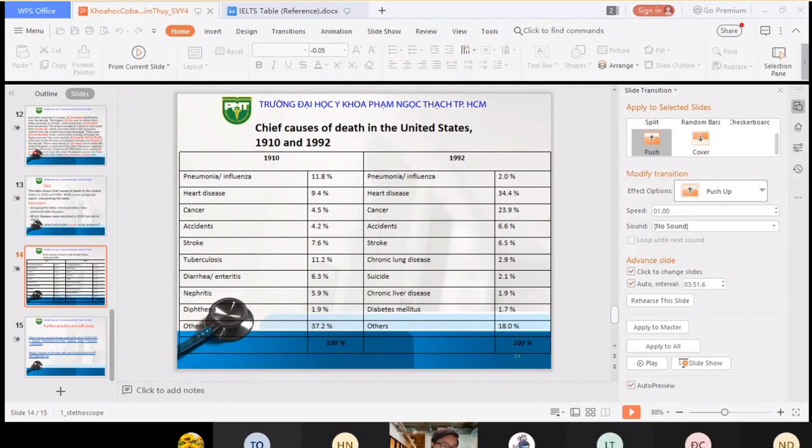Take a quick look at this one. I can see that heart disease accounts for the highest percentage at 34.4%. And I can say immediately that this figure was significantly higher than the rest of the causes. You see, 34.4 was much higher than pneumonia, accident, stroke, chronic lung disease, right?